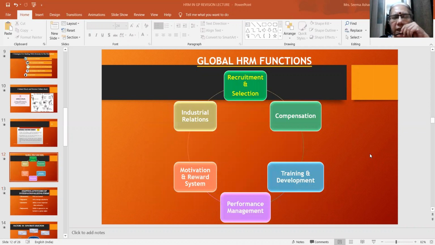Now we come to the second unit of our syllabus. The second unit talks about global HRM functions. All the HR functions which we have learned earlier, like recruitment and selection, compensation, training and development, performance management, motivation, industrial relations, when they are done at the international level, we term them as global HR functions. So let us see some of them.